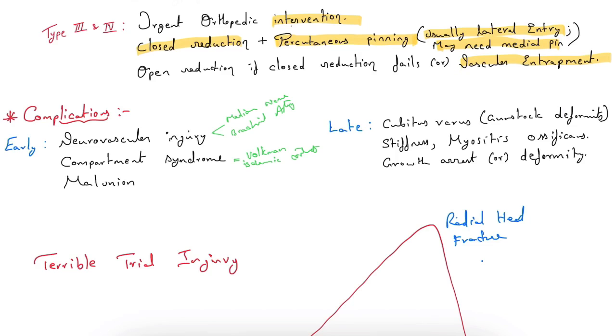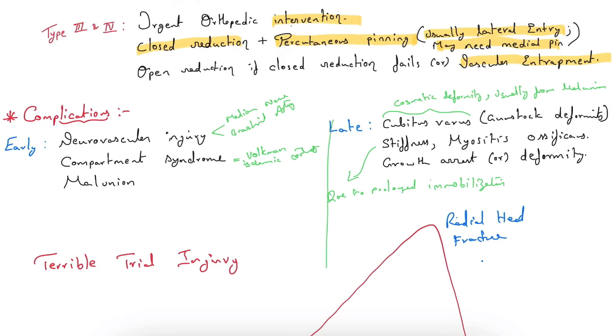Next one, late complications. In late complications, we can see cubitus varus, also called gunstock deformity, a cosmetic deformity, usually from malunion. If the patient has malunion and we leave it like that, it can cause cubitus varus. Next one, stiffness. Why do we get stiffness? Due to prolonged immobilization, the patient can get stiffness. Next, myositis ossificans, and we can see some growth arrest due to physeal injury, which is very rare, or some deformity.